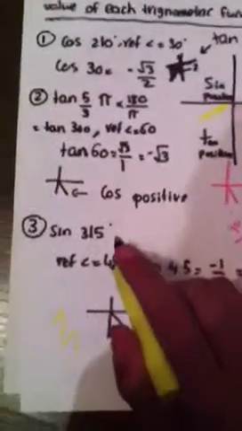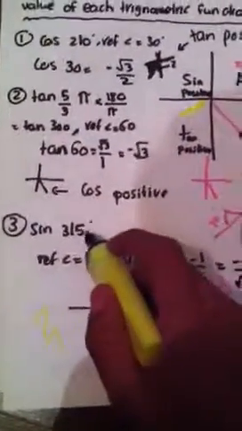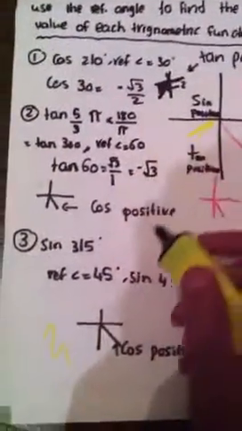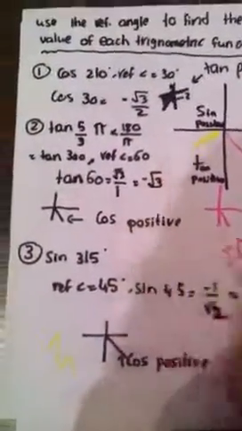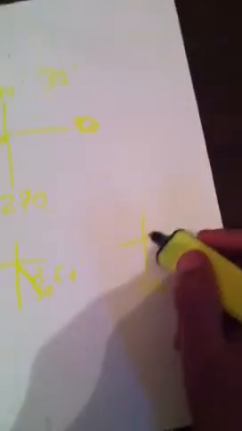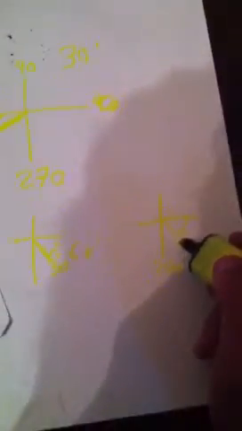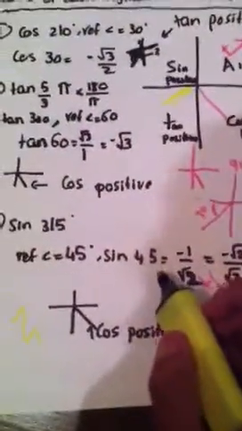The third and final example is sine 315. It's like the first two examples, but with a different angle. The reference angle of 315 will be like this. This is 270, so 315 will be here, and the reference angle will be equal to 45 degrees. Now we will make sine 45 on the special triangle as we learned in 11.1.